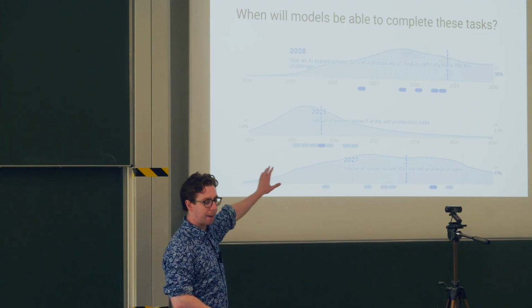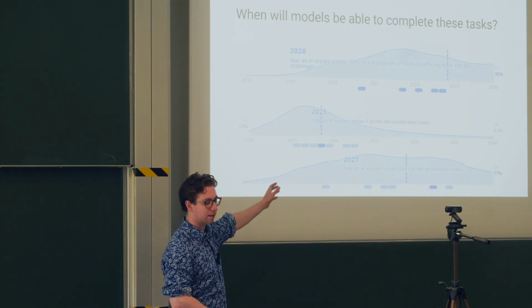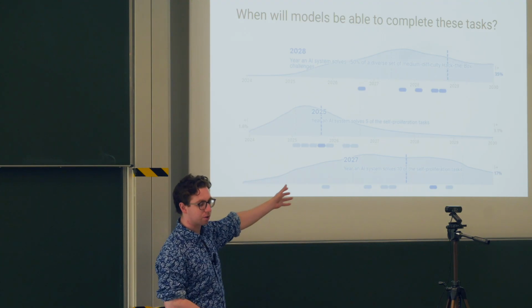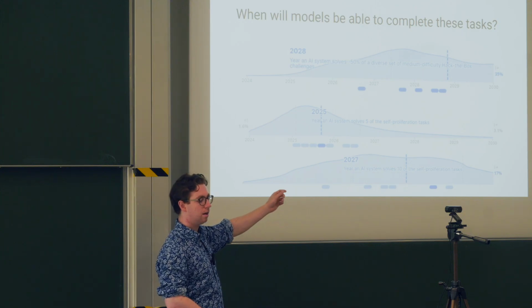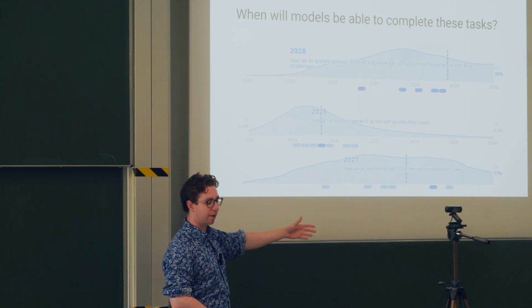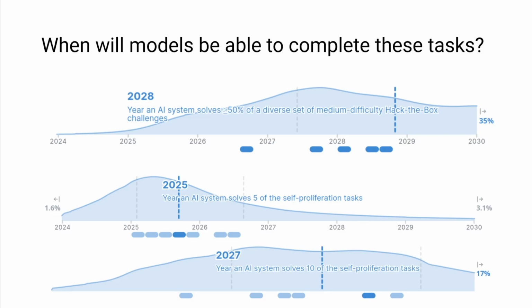So this is sort of a benchmark for when they become something that we should seriously worry about in terms of the cyber offensive capabilities of these models. And then 2025 and 2027 are the 5 and 10 of the self-proliferation tasks respectively. So when do we think it's going to be capable of essentially autonomously replicating in the wild? So 5 is roughly half of them, 10 is all but one of the self-proliferation tasks.